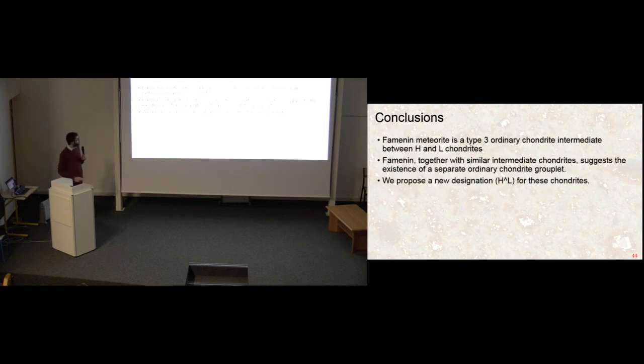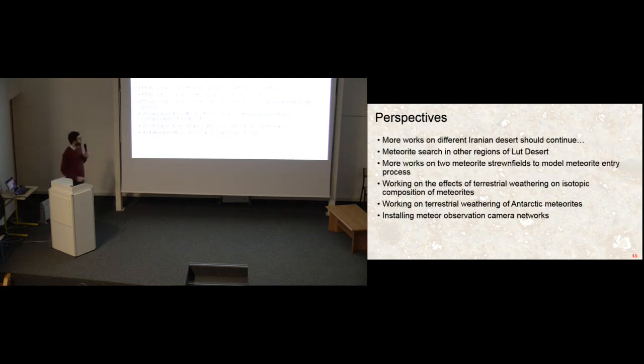At the end of the conclusion, Fomini meteorite is classified as an HL chondrite type 3, and together with similar intermediate chondrites it means that this meteorite is showing a new grouplet, and they are coming from a separate ordinary chondrite parent body. And the perspectives of work: for sure this work was just the beginning of working on meteorites from Iran and specifically from Lut Desert.